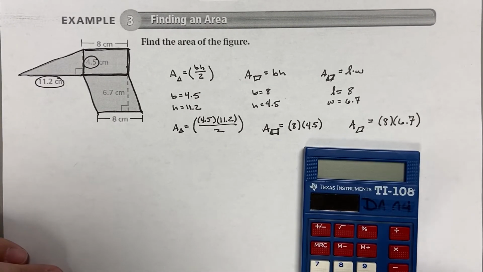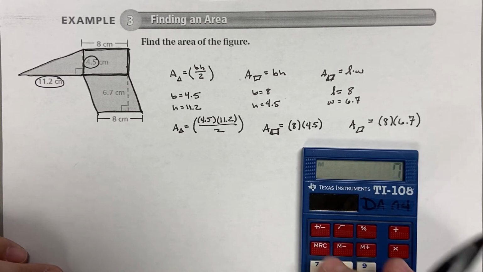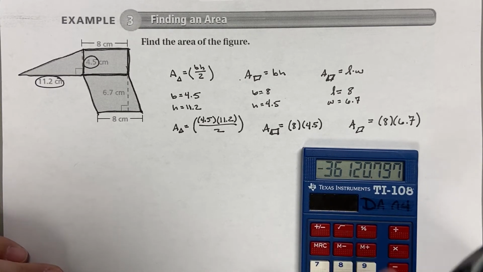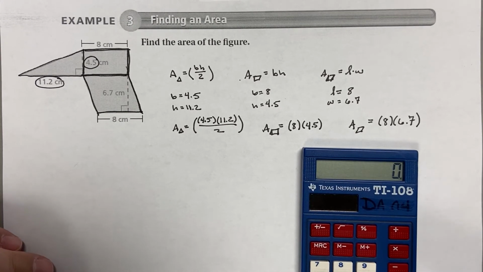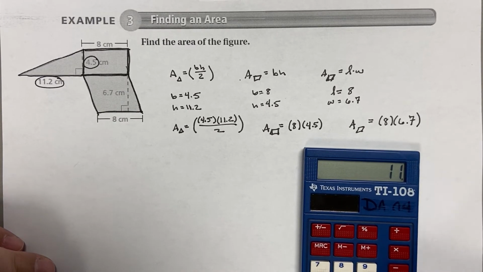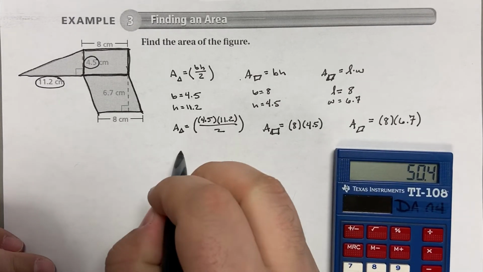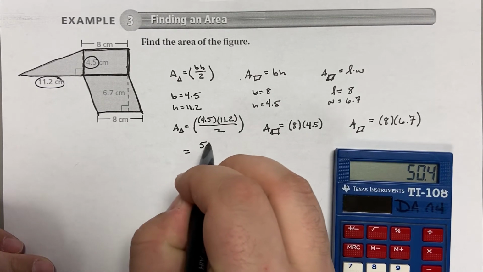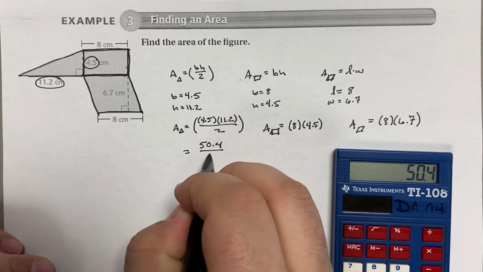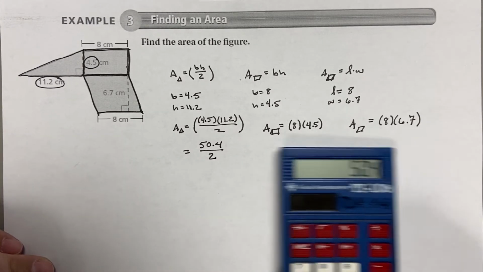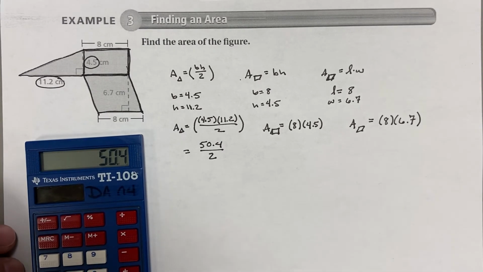Since decimals have evolved, I'm going to get the calculator out. Go ahead and turn off the memory, clear it out. Then I'm going to get 4.5 times 11.2. I'm going to get 50.4. So the area of a triangle is equal to 50.4, and I still haven't done it yet, so that's divided by 2. Move this over here to get it out of the way.